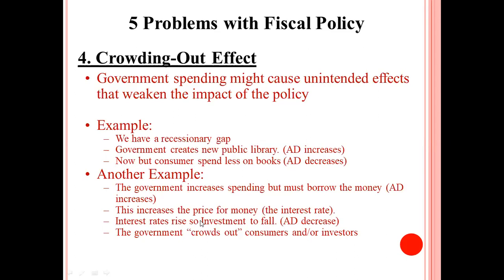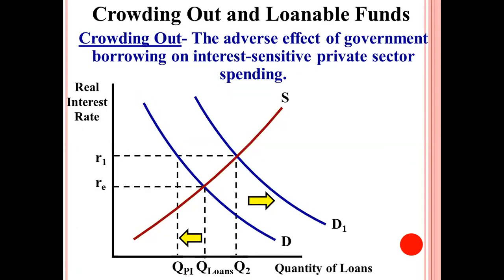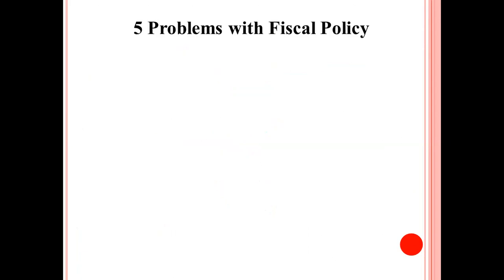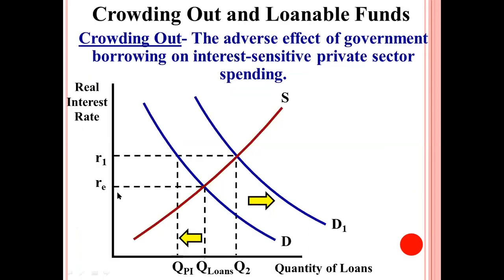If interest rates go up, that means businesses can't borrow as much. So investment is going to fall. So by increasing the aggregate demand through government spending, you're actually making it a little bit harder for aggregate demand to grow because you are decreasing investment. The government has crowded out consumers or investors who are trying to also borrow money and spend. So as you can see here, you're going to increase demand for money, which causes the interest rate to go up. And that makes it harder for businesses to borrow.